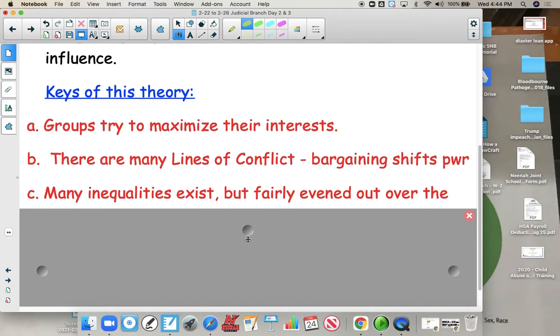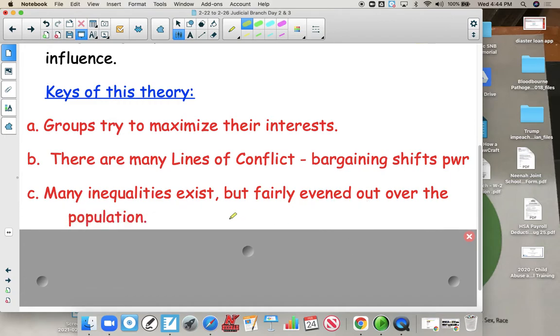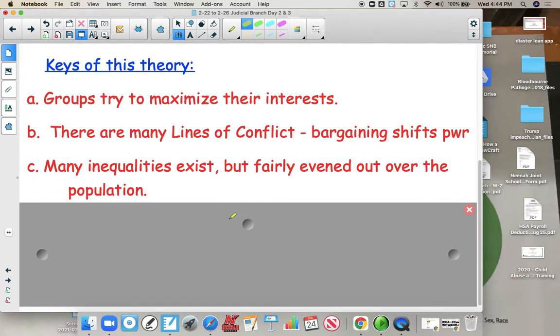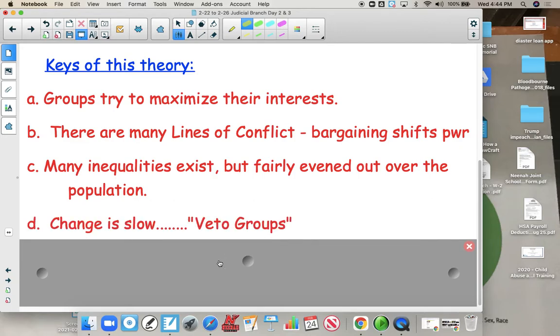Number three, there are many inequalities that exist, but they are fairly evened out over the population. This might be hard to see, but it is in fact true. This is why we have opposing interest groups working towards different things, why we have Democrats and Republicans, for example. Fourth, change is slow. This should make good sense. We have something called veto groups. These are groups of people that would work to oppose legislation that another group favors. Whereas Democrats would be in support of the $15 minimum wage, Republicans would be against it in general.